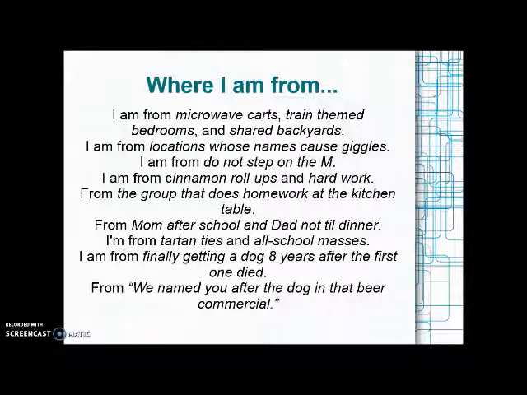From mom after school and dad not till dinner. I'm from tartan ties and all school masses. I'm from finally getting a dog 8 years after the first one died. from We Named You after the dog in that beer commercial.